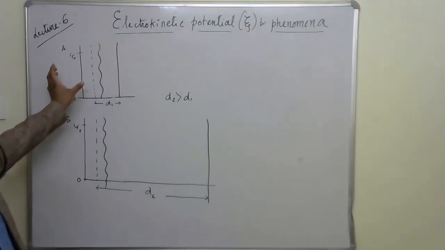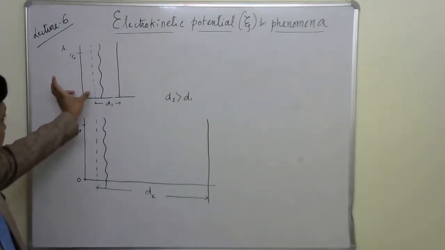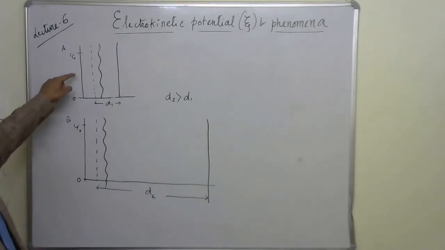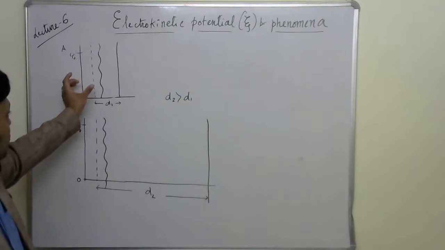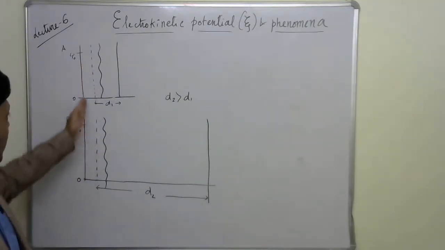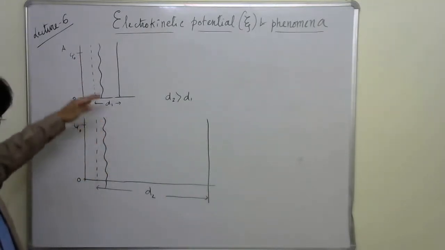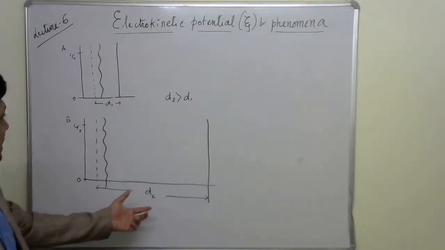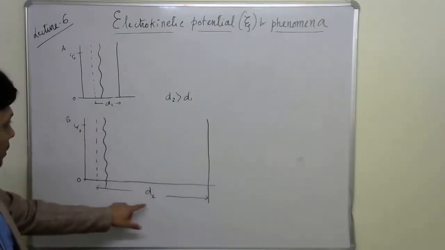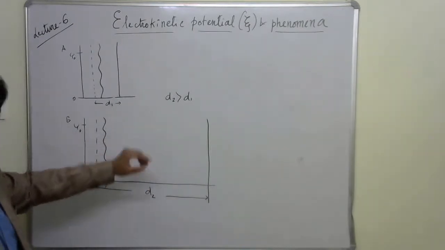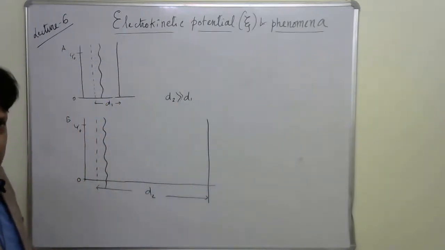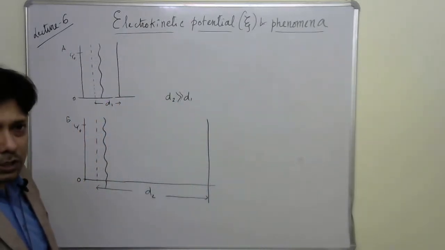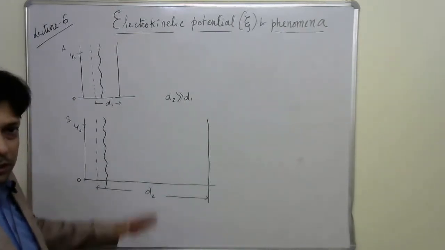So here you see we have the identical distance between the charged surface and the Stern layer, and also the distance between the Stern layer and the slipping plane is identical in top and the bottom, but the thickness of the diffuse double layer here is D1, and here it is D2, so you see D2 is much greater than D1. All right. So the question is, what would be the difference between the Stern potential and the zeta in A and B? So let's take a look at that.